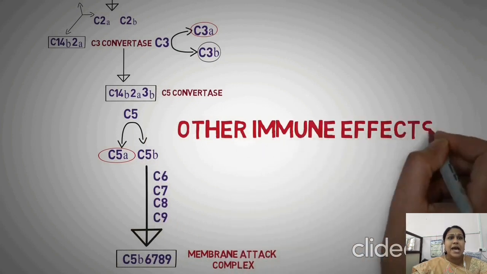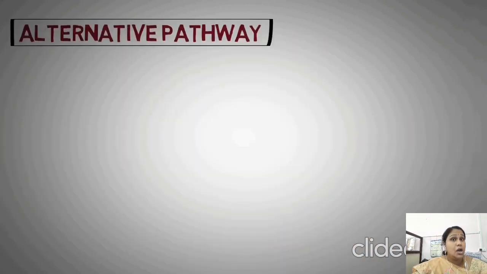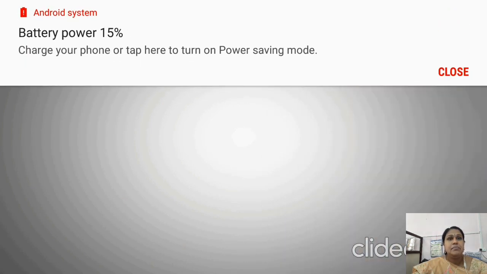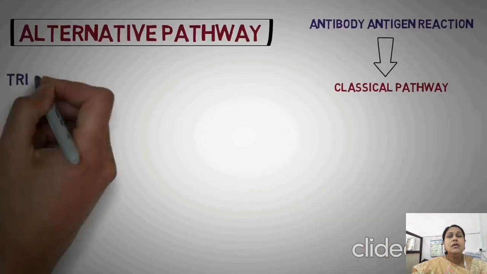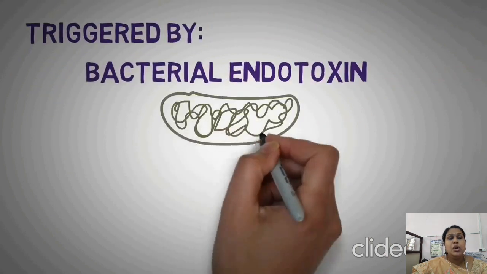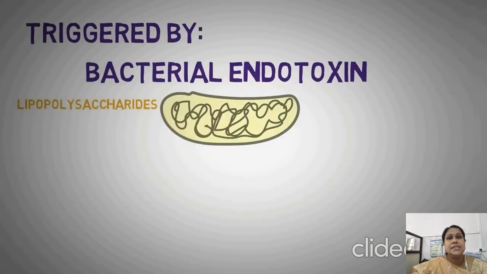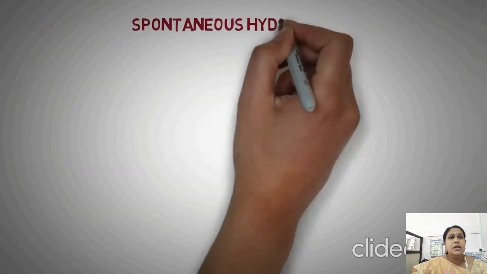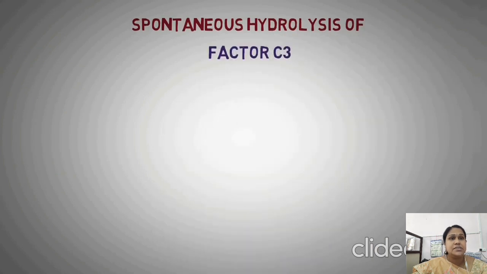C3A and C5A will have other immune effects. Now the alternative pathway. This pathway is triggered by bacterial endotoxin, which is normally present in the lipopolysaccharides of the outer membrane of gram-negative bacteria, yeast cell wall, and also the cobra venom factor. This will cause spontaneous hydrolysis of factor C3, and it will cleave C3 into C3A and C3B.